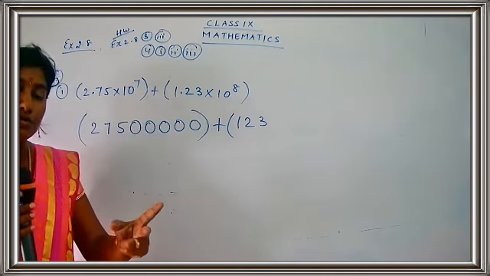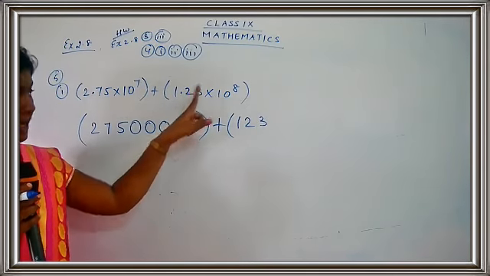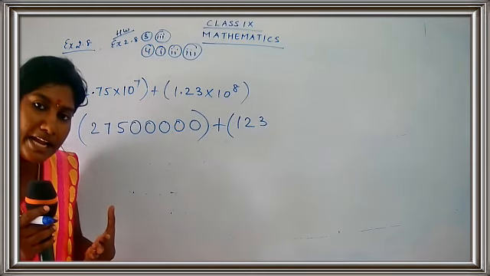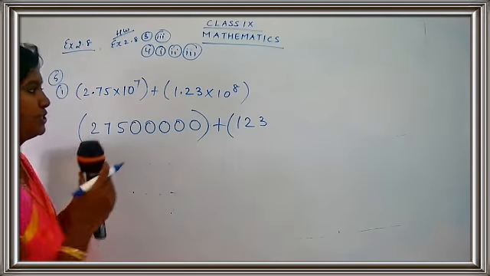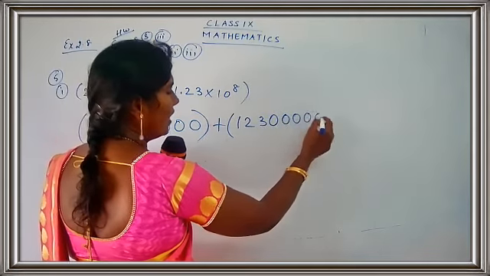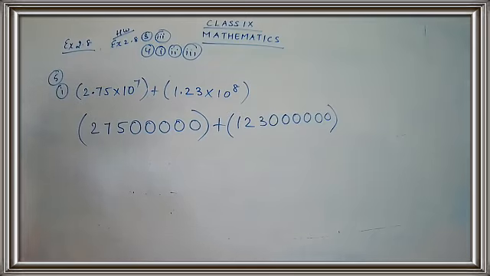From 10 raised to 8, how many zeros have I taken? 2 zeros. Why have I taken zeros? To remove the decimal point. Okay. So from 8, I took 2 zeros. So how many zeros are left with 8 now? 6. So just put here 6 zeros. 1, 2, 3, 4, 5, 6. What are the numbers? Be careful with the numbers, children.